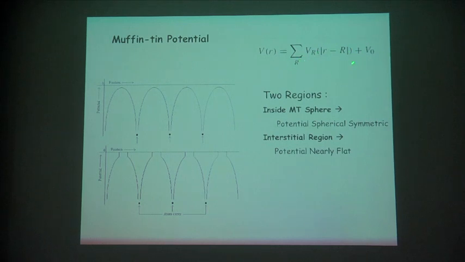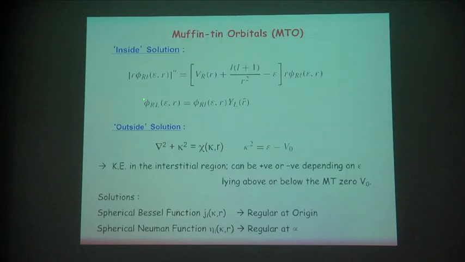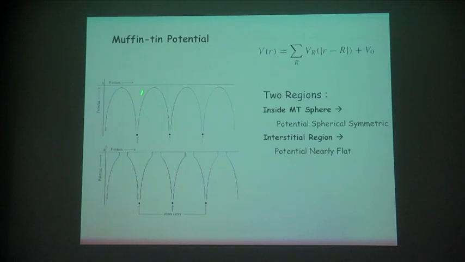One is near the nucleus. When you come close to the nucleus, you know that the potential is spherically symmetric. These are the atoms, and this is 3D. So you see, these are all spherically symmetric potentials when you come close to the nucleus. But when you are in between the two, your potential is relatively flat, and not exactly, but relatively flat.